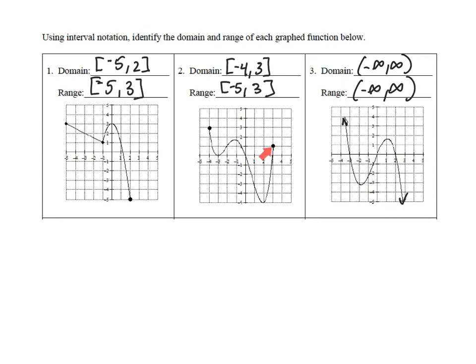If this was an open circle, it would mean it does not include 3, the point 3, 1. So I would have to change this to be a curved parenthesis.